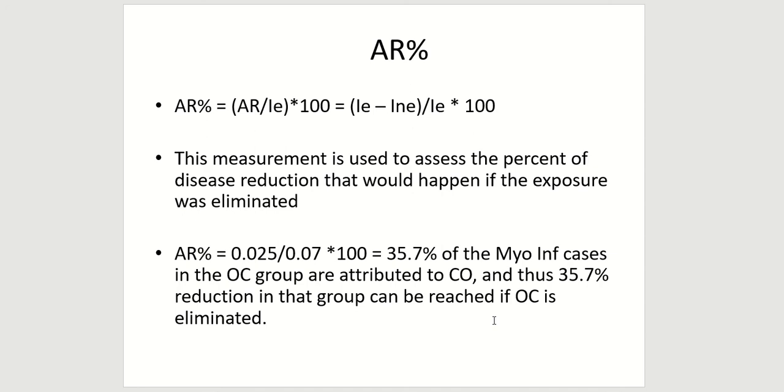So you could say that 35.7% of the myocardial infarction cases among the exposed group are attributed to the fact that they are exposed. And therefore, if I were to stop the exposure, I would reduce the outcome in the exposed by 35%. Okay? So this is the percent attributable risk, and you can talk about the risk reduction, percent risk reduction among the exposed only, because the calculation is based on the exposed.